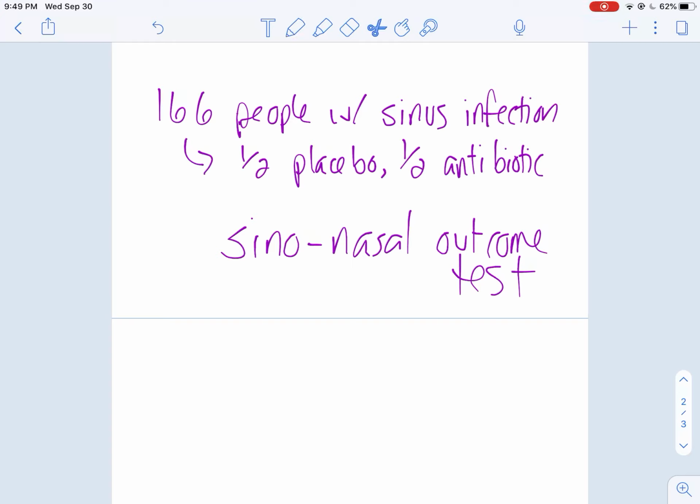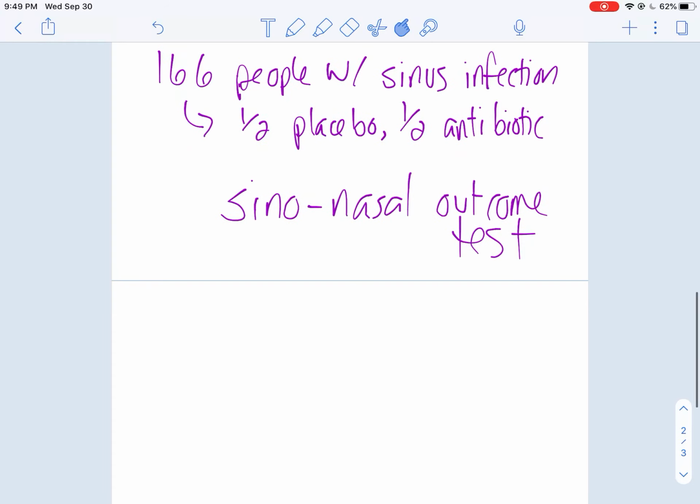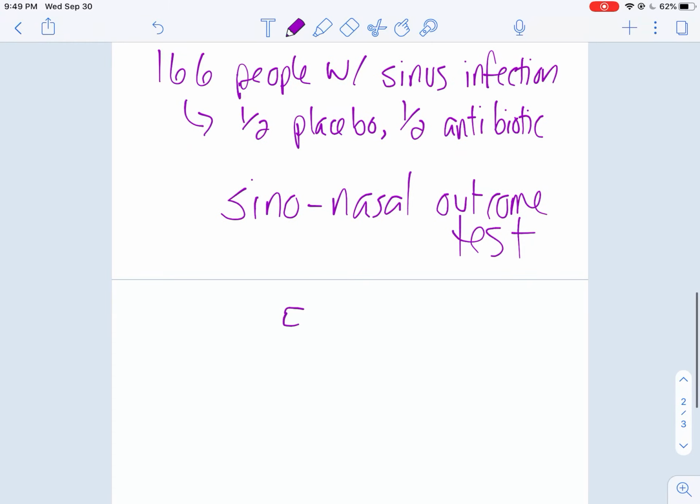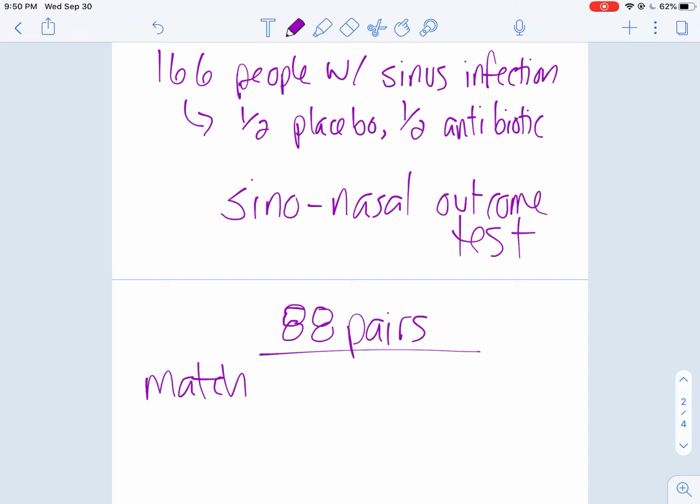Here's what you do with a matched pairs design. What you do is you pair up your subjects so that they have some sort of similarities or they're almost identical. So say you wanted to do it in this case, right? You would have 88 pairs of people. And what you do is match them up based on some sort of similarity.